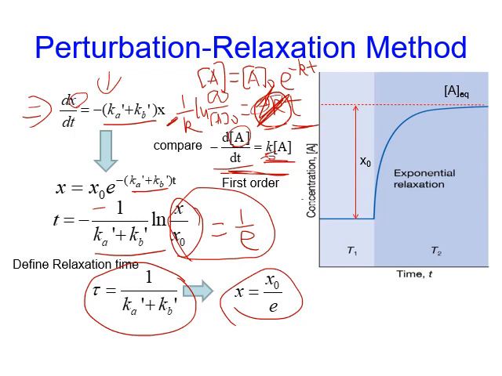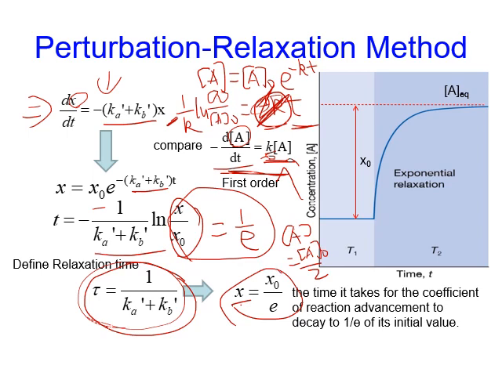Now remember, in a first order reaction, we defined half-life. Half-life is the time for the concentration A to become the initial concentration divided by 2. You consume half of it. Similarly, here the relaxation time is the time it takes for x to become 1 over e of the initial x naught. So in the diagram, it's the time to make x become x naught over e.